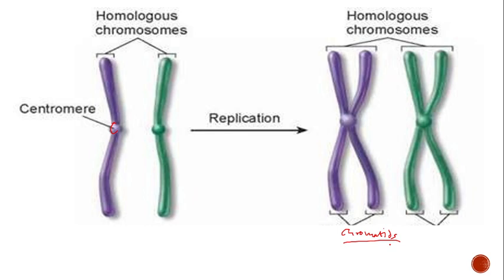So what is this gene? Your chromosome has specific locations, specific spots. That specific location where you can find a specific gene, there are many of them, is known as a locus.